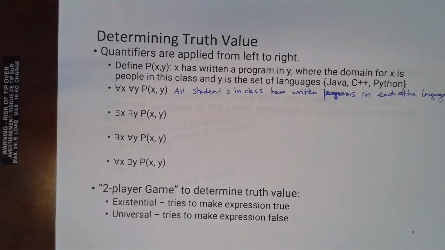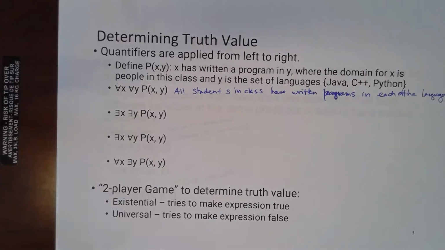If I wanted to show that this was a true statement, I'd have to go to every student and ask them, have you written a program in all three of these languages? That's how I could prove that it was true, but how could I prove that it was false? If I just find one student that hasn't written a program in all three languages, then I know that it's not true. So is there anybody in here that has not written a program in Java and in C++ and in Python?